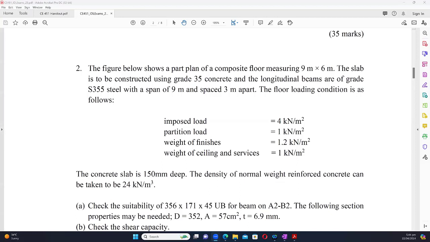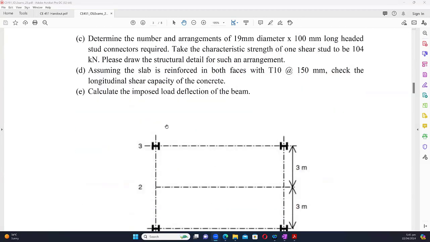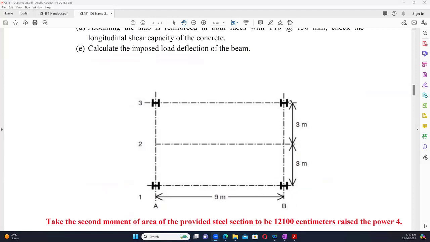Yes, sir. Okay, so we want to take a look at this. What we'll do is that we'll first extract the parameters, then I'll open a whiteboard for us to solve it out. So I'm going to read it out. We have a figure below, which I'll show you later. And it's a part plan of a composite floor measuring 9 meters by 6 meters. So going down, this is the floor, 9 meters by 6.